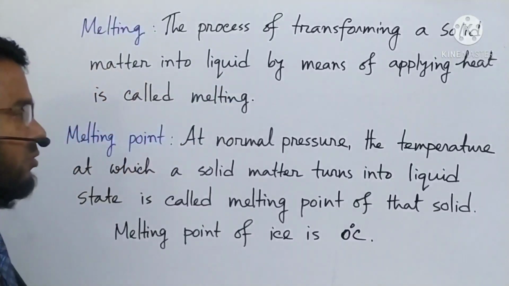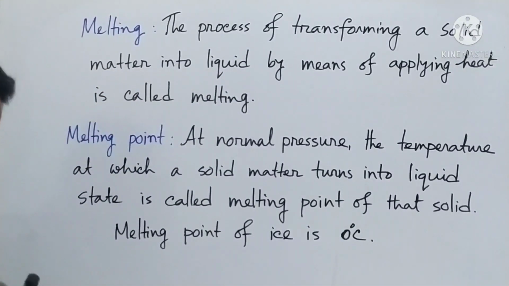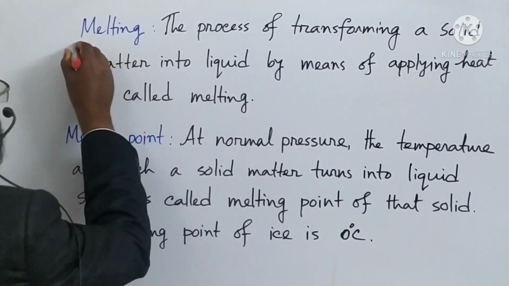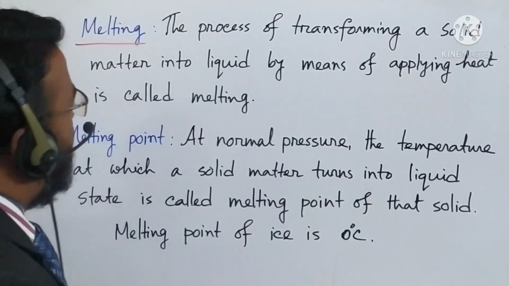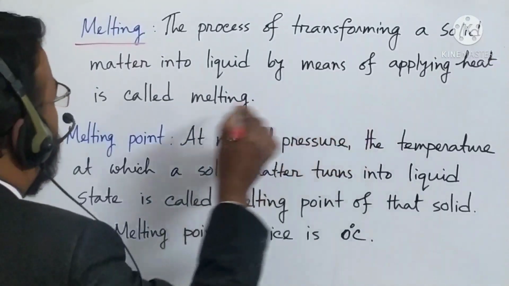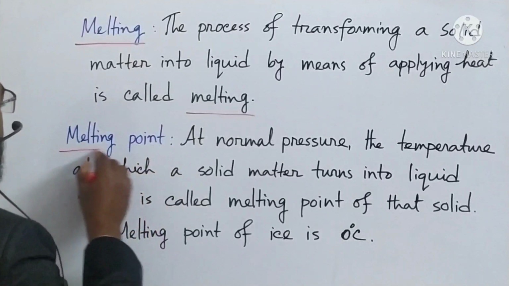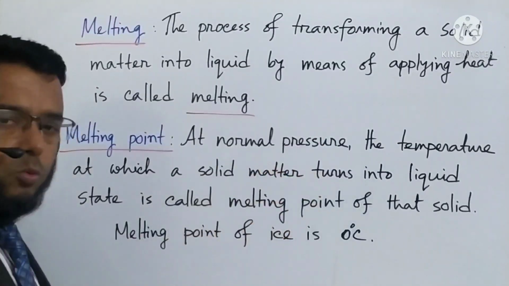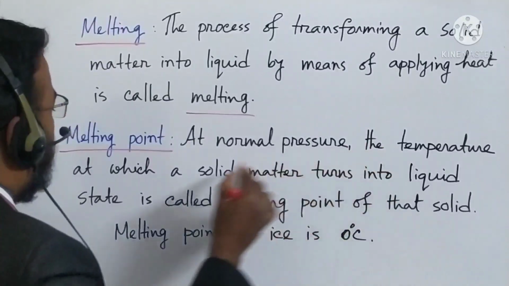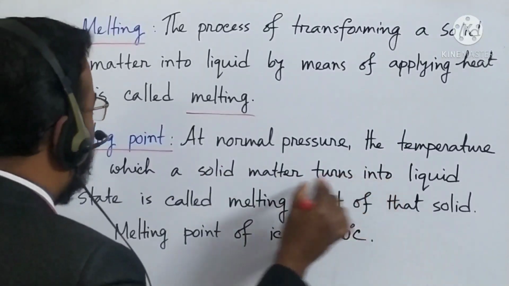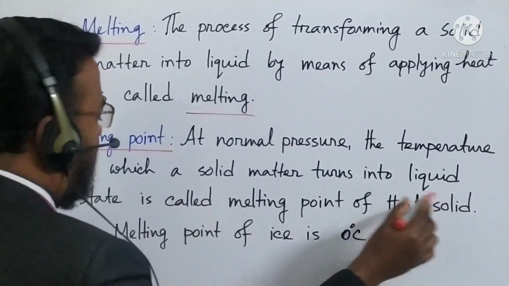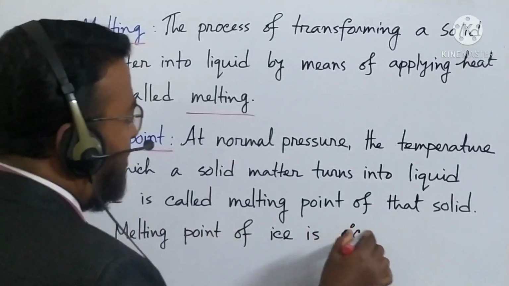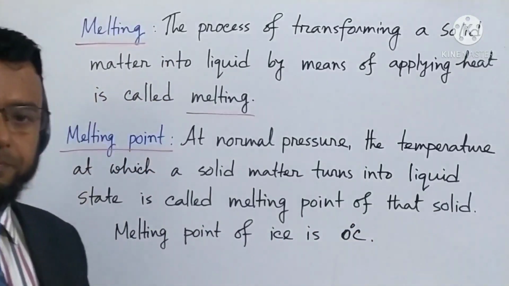So dear students, you please see that what is melting and what is melting point. So I have written first one is melting. The process of transforming a solid matter into liquid by means of applying heat is called melting. Then what is melting point? That at normal pressure, that means at 1 atmospheric pressure, the temperature at which a solid matter turns into liquid state is called melting point of that solid. That means I have given one example. Melting point of ice is 0 degree Celsius.